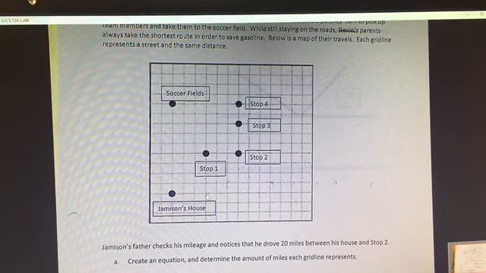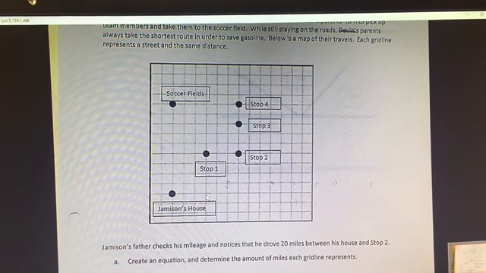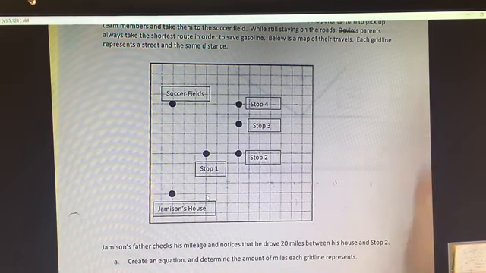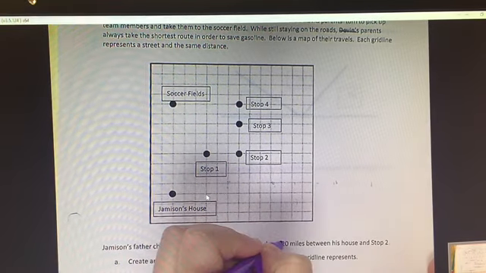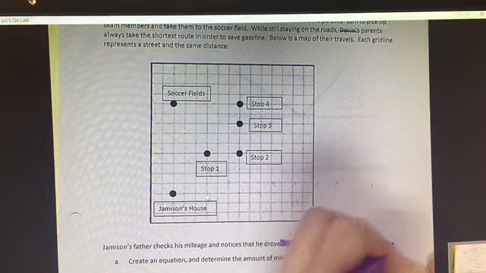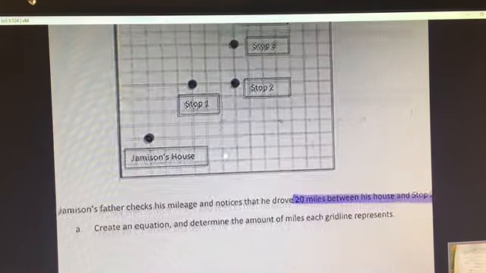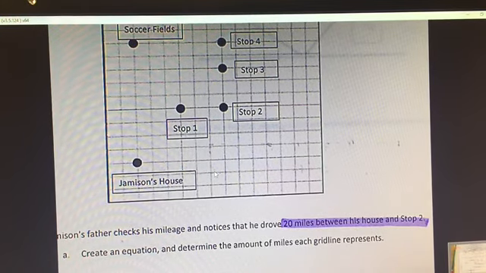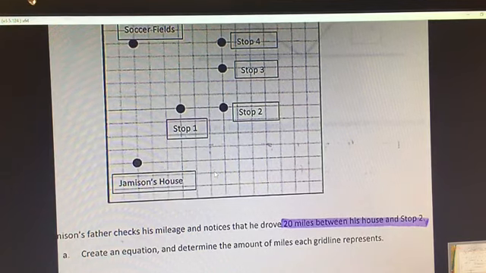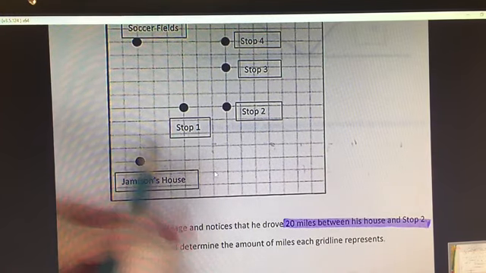Okay, so Jameson's father checks his mileage and he notices that he drove 20 miles between his house and stop number 2. Okay, so between his house and stop number 2 is 20 miles. So when we look at this, we know that however we get there is going to be 20.